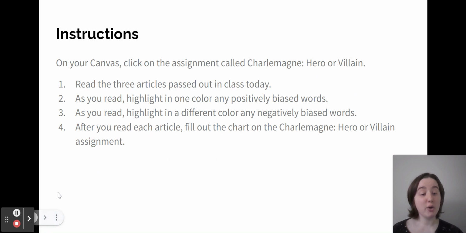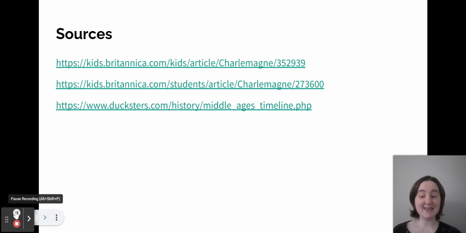So, here are your instructions for our assignment today, called Charlemagne, Hero or Villain. You're going to read the three articles passed out in class today. As you read, you're going to highlight in one color any positively biased words. You're also going to highlight in a different color any negatively biased words. After you read each article, fill out the chart on the Charlemagne hero or villain assignment. And that is it for today.